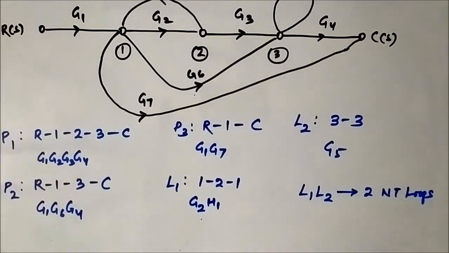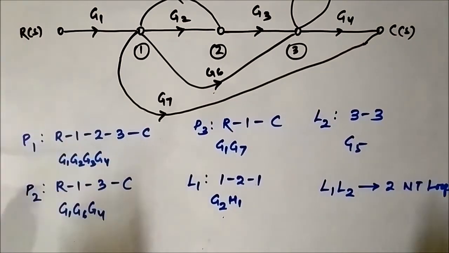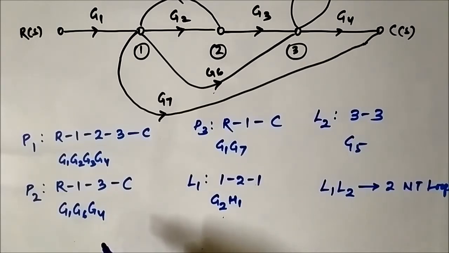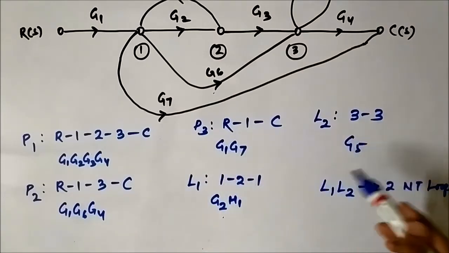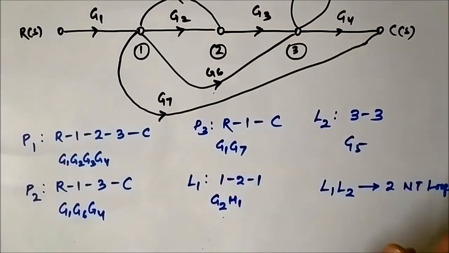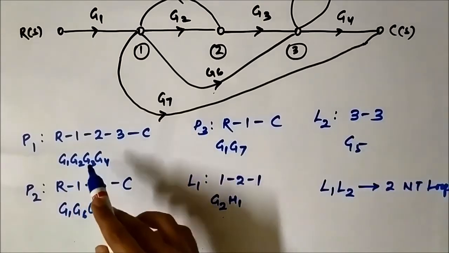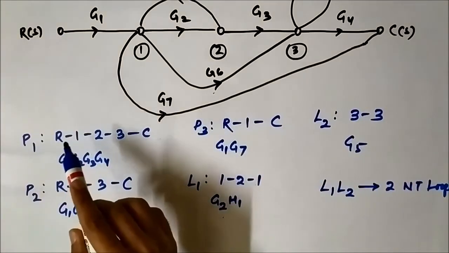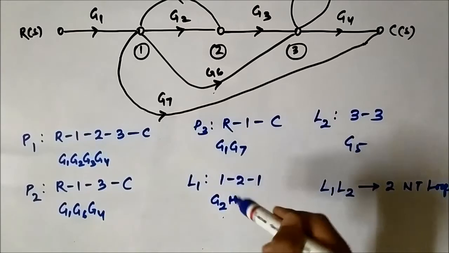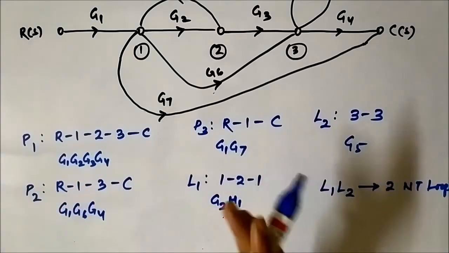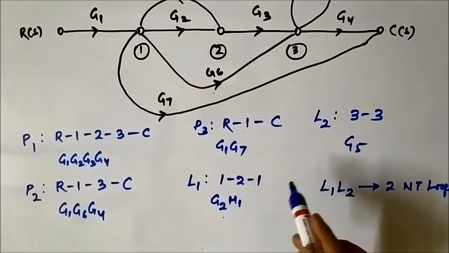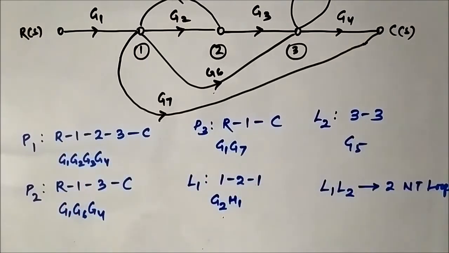Two non-touching loops. Okay, next we have to determine the path factors. For path factors, we have to compare the nodal representation of each path with each of the loops. It is similar to the touching and non-touching loops determination. If there are common nodes between the nodal representation of the path and the loop, it means the path is touching that loop, and if there is no common node between the path and the loop, it means the path is not touching that loop.